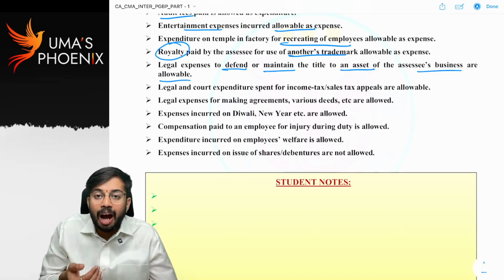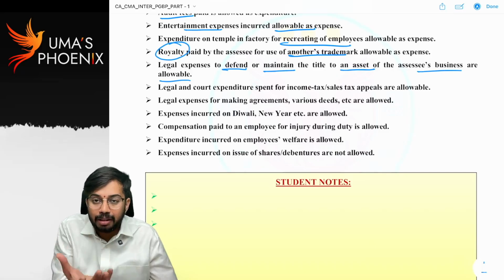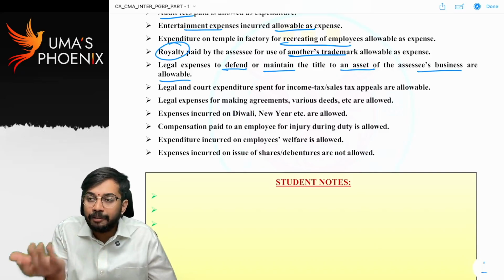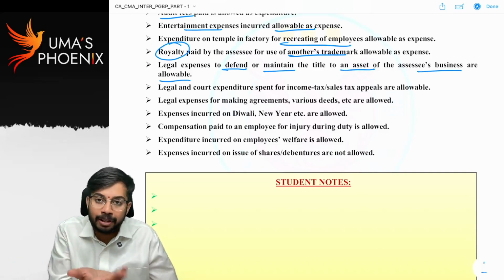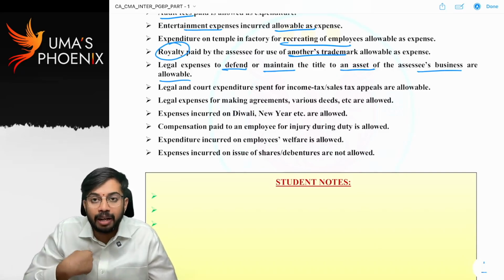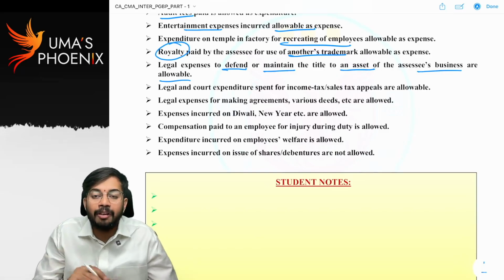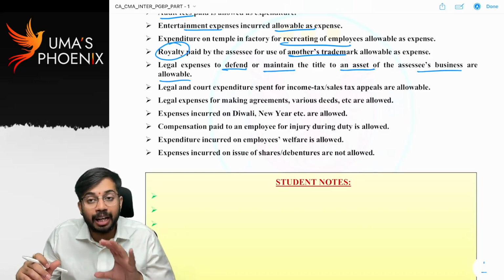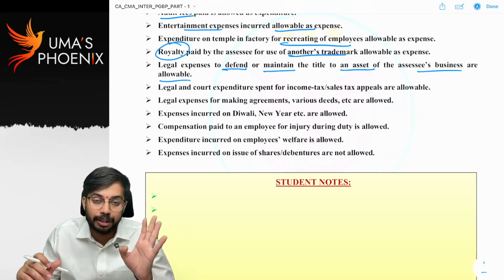Now here I defended myself. My main income is from profession. Unless I defend this case, I will lose my professional income. That's why I have to defend my profession. For that I paid some lawyer fees, and that is also allowed as business expenditure.